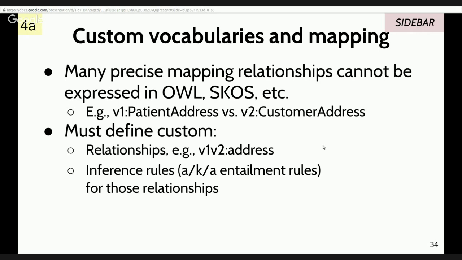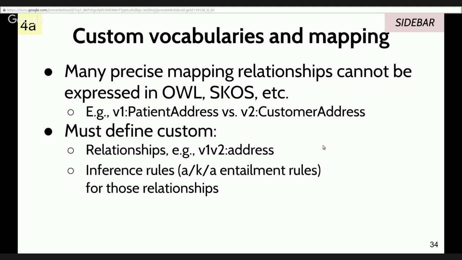For example, suppose you have the concept of a patient address in one vocabulary, and in another vocabulary you have a concept of customer address, and they really kind of represent the same sort of thing, but they are not exactly the same. There may be differences between them, for example, differences in the way they're structured, or even small differences in what information they include, such as one of them might have a 9-digit zip code, the other might have a 5-digit zip code.